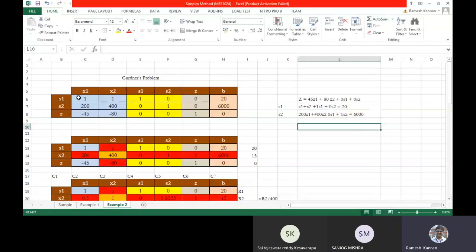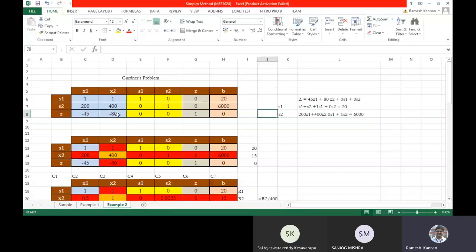So this will become 1, 1, 1, 0, B is 20. And for S2 it is 200, 400, 0, 1, 6000. So this is what we get for this table. And the Z value will be 0, 0. And I told you the bottom Z should be 1, and Z for B initially should be 0, so we don't have any B value for Z. And we have to take the profit in terms of minus 45 and minus 80. Since we have got the positive value, we will be taking the negative value of that.